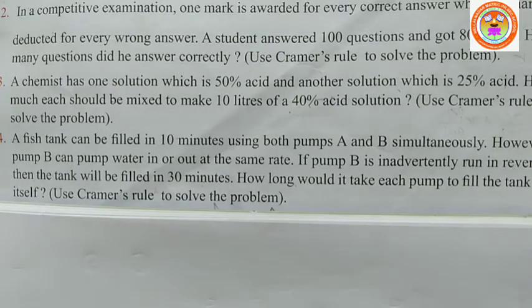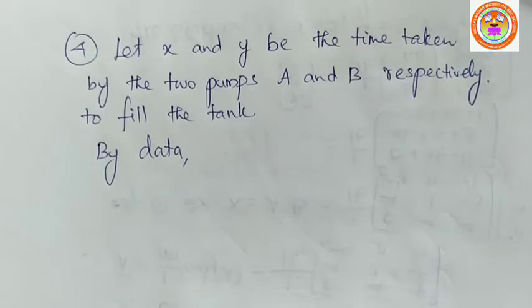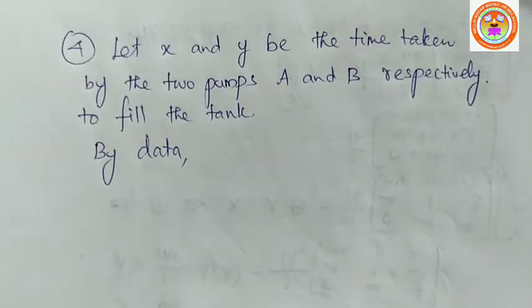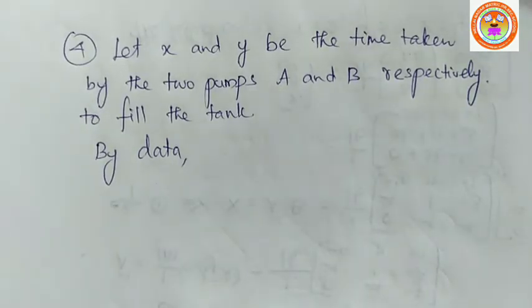That means for the individual pumps A and B, we have to find the time taken to fill the tank by pump A as well as pump B. So here also we can assign 2 variables x and y. Let x and y be the time taken by the 2 pumps A and B respectively to fill the tank.